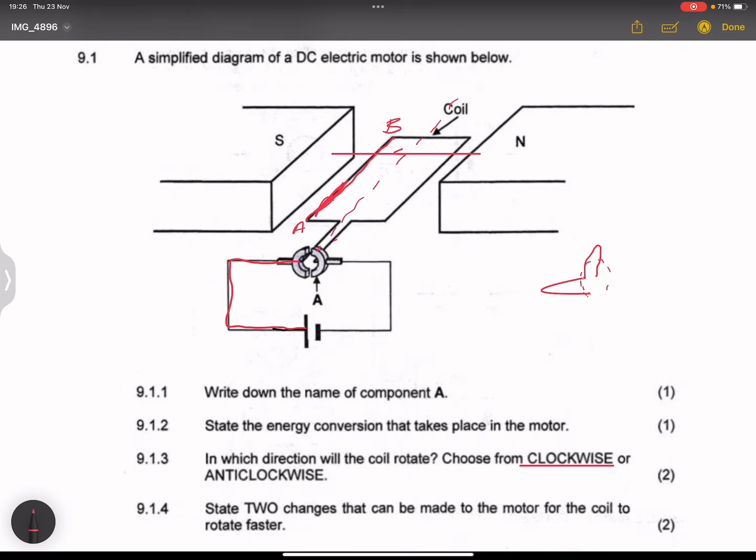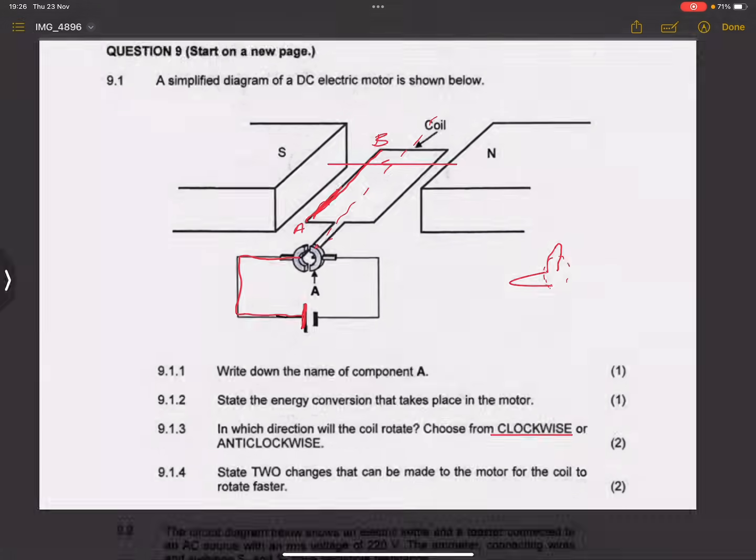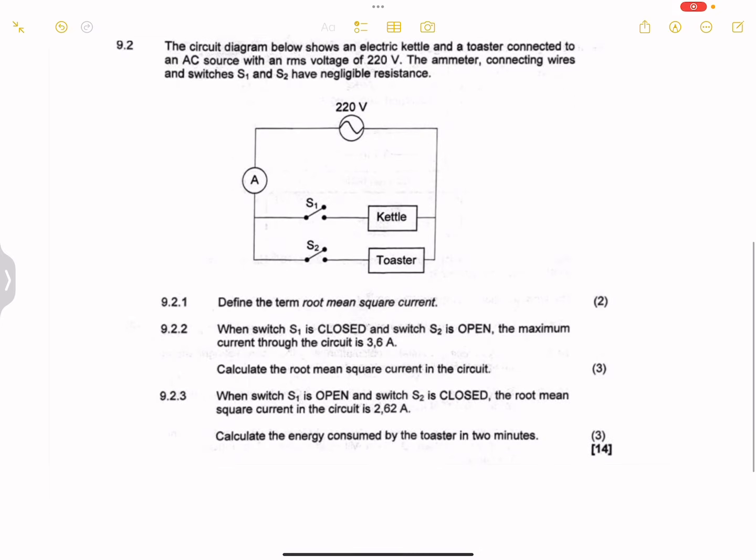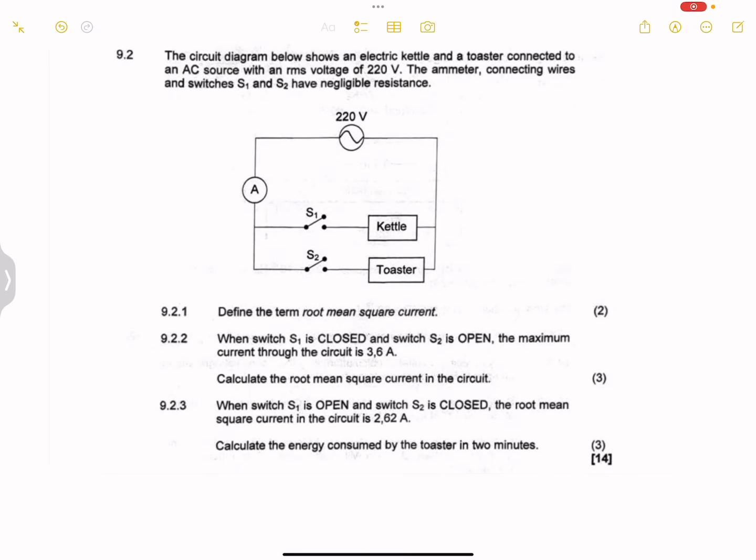They say state two changes that can be made to the motor for the coil to rotate faster. Well, certainly we can use a battery that has a larger EMF, or secondly, we can increase the number of turns on the coil, or rather the number of coils that we make. Or we can use a stronger magnet. So that is how we would improve that. All right, let's move to the next portion.